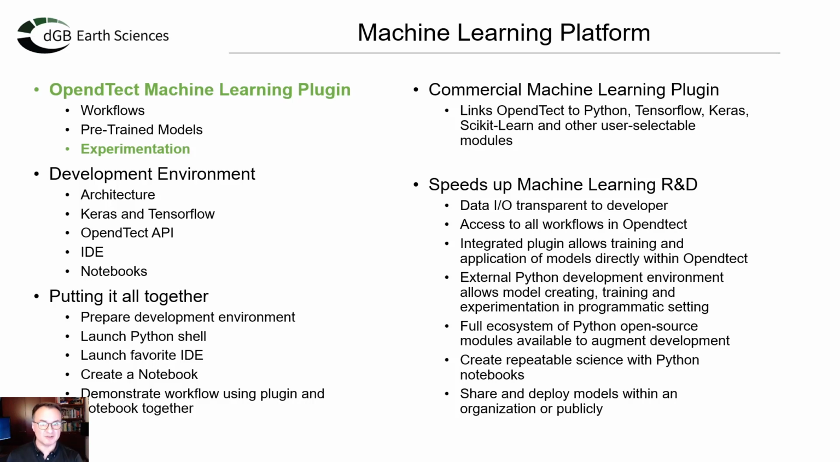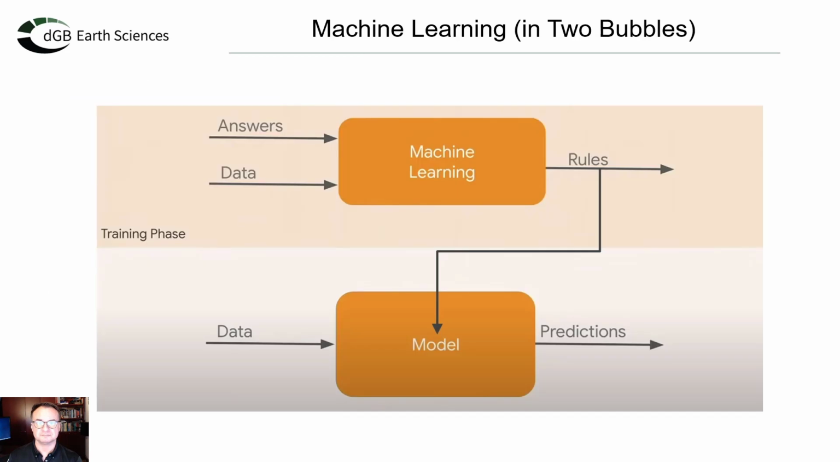The external Python development environment allows model creating, training, and experimentation in a programmatic setting. The full ecosystem of Python open source modules are available to augment development. And most importantly, you can create repeatable science with Python notebooks. And I say that as most importantly because the mantra of repeatable results, repeatable science, sharing models is really the way we should all be working. And of course, that leads me to the last point, is that we can share and deploy those models within an organization and or publicly.